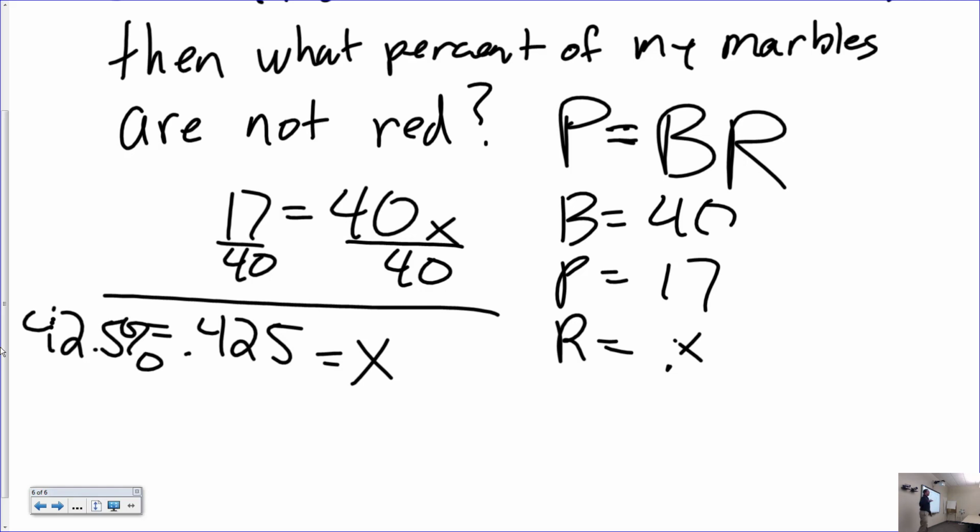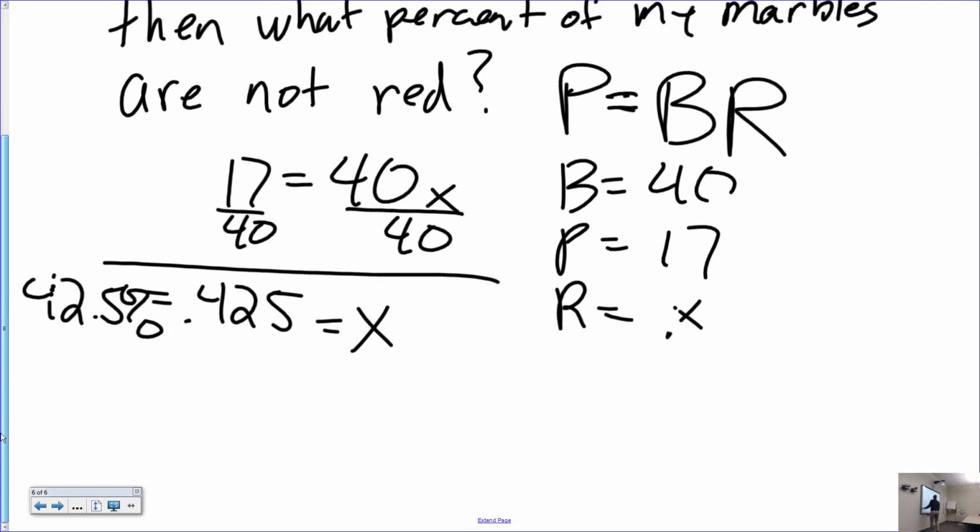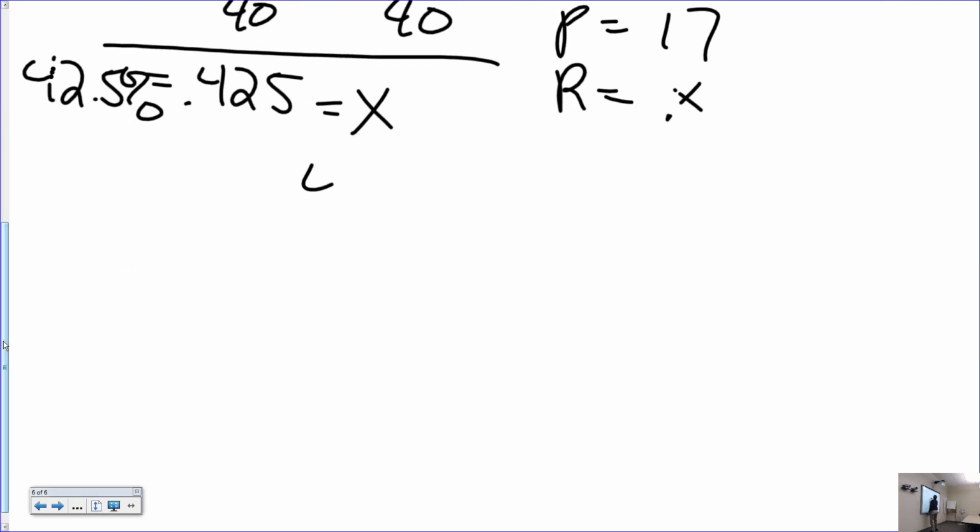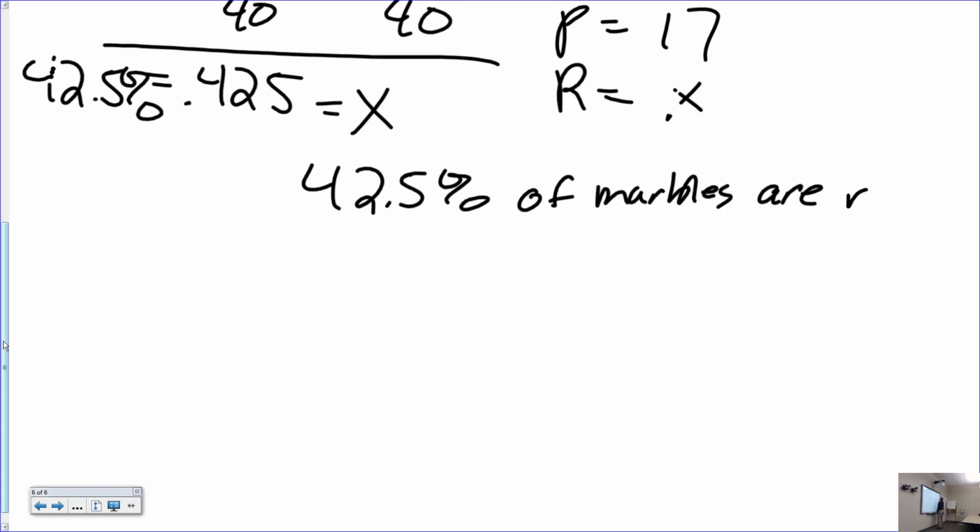What does that 42.5% represent? The total marbles you have that are red. Yeah, the percent of marbles that I have that are red, right? So you should say that 42.5% of marbles are red.